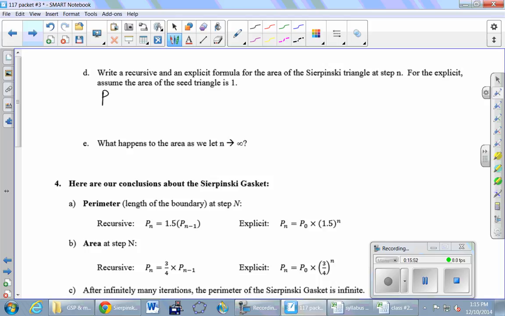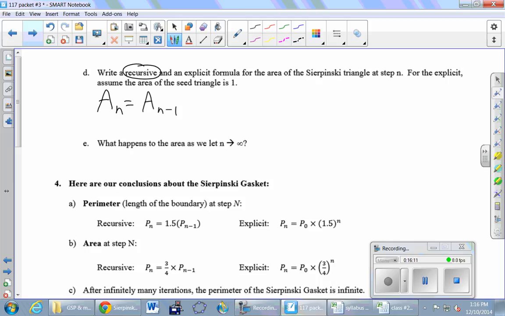Okay, so let's call it A sub n equals. When we're doing recursive, do you guys remember the basic pattern? It was always P sub n equals, like P sub n minus 1 would always be the first thing we would write, and then we would adjust it.